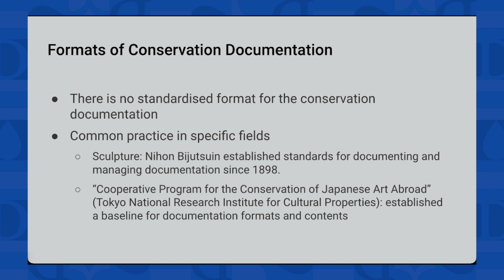In Japan, there is no standardized format for the conservation documentation. In the field of sculpture, however, Nihon Bijutsuin had set standards for documenting and managing conservation since 1898. Cooperative program for the conservation of Japanese art abroad, led by the Tokyo National Research Institute for Cultural Properties, Tobunken, have established a baseline for documentation formats and contents, which had previously varied considerably. Although such common practices exist within specific fields, full standardization remains out of reach.